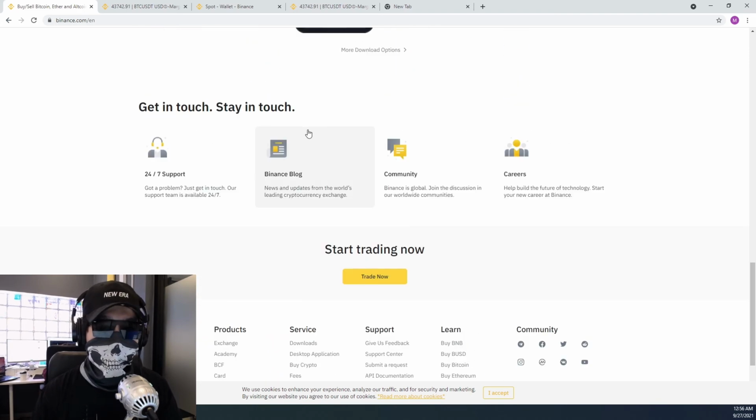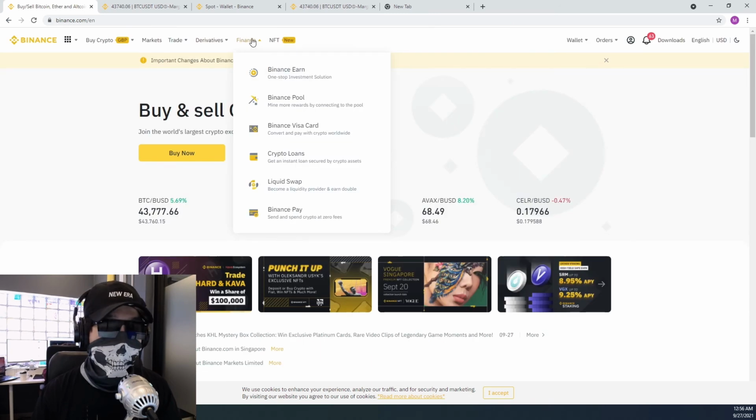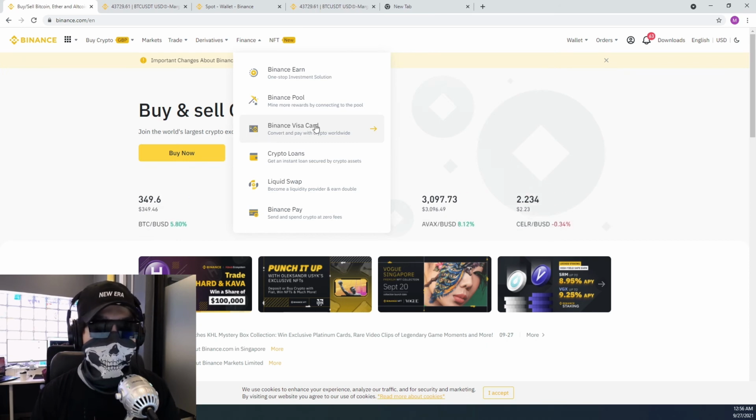Now, if you scroll down over here, you can see there's some other stuff, pretty useless. Here you can see that there's a finance section. There's only a few things here that I've kind of looked into. You can actually get a Visa card to pay for stuff with crypto. I don't actually have one with Binance. And if you're looking for a card, I would recommend Crypto.com.